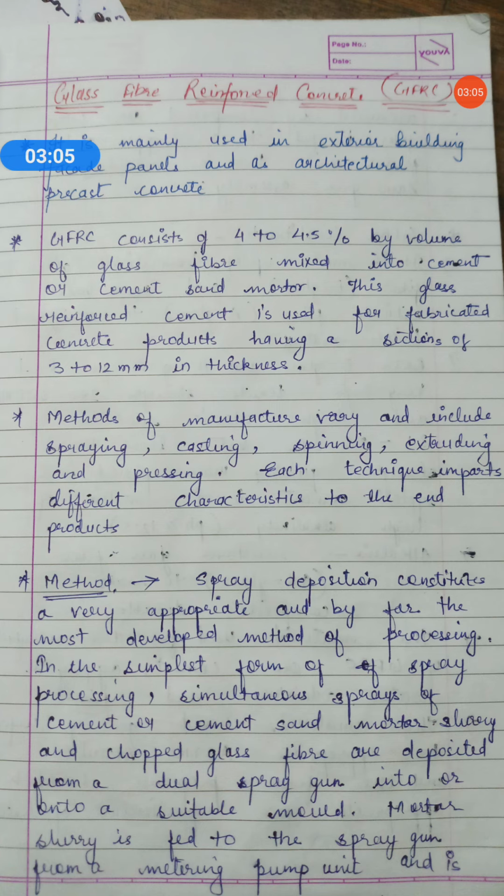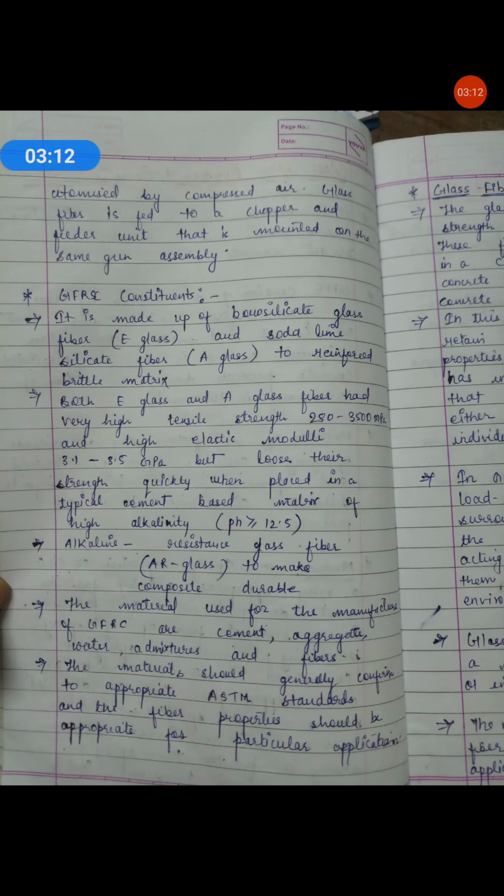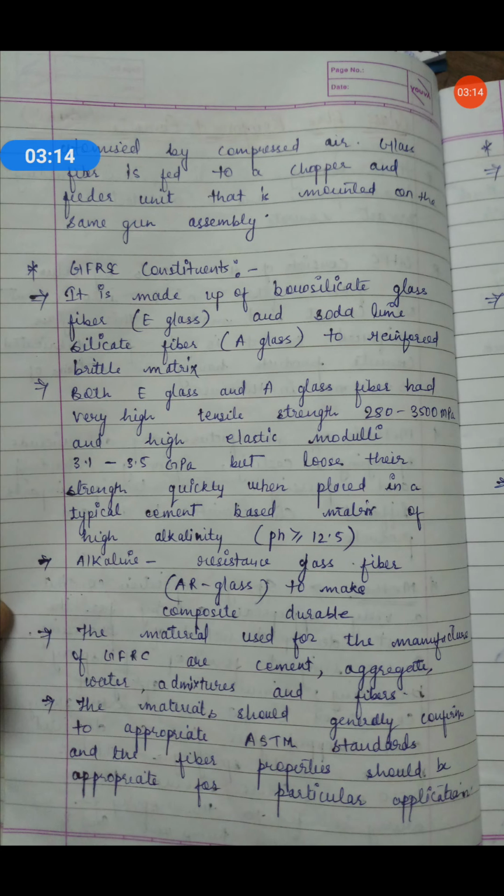The mortar slurry is fed to the spray gun from a metering pump unit and is atomized by compressed air. Glass fiber is fed to a chopper and feeder unit that is mounted on the same gun assembly. This way you can make glass fiber reinforced concrete. On Google you will also find many examples and videos about glass fiber reinforced concrete, so you can go through those videos.